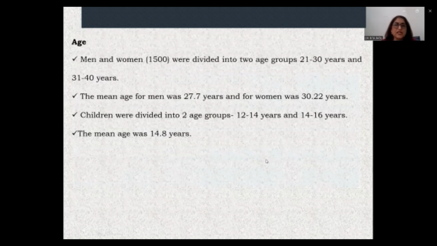So looking at the results, 1500 men and women were divided into age groups of 21 to 30 and 31 to 40. The mean age was 27 and 30 for men and women. Children were divided into two age groups, 12 to 14 and 14 to 16, with the mean age of 14.8.